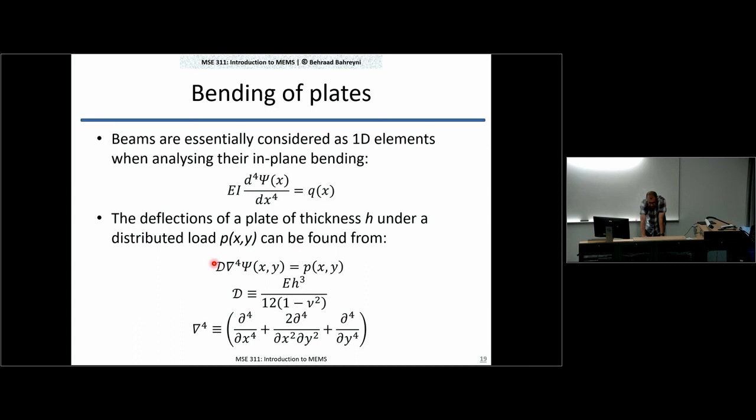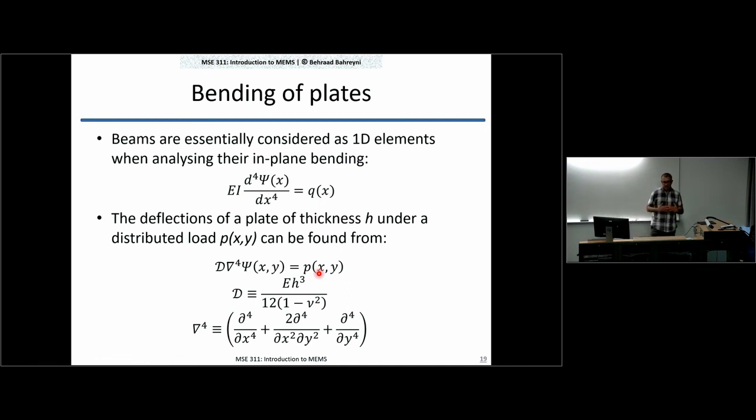So for a plate, the deflection equation, this is for a beam. For a plate, you get a similar behavior, but now the derivative is with respect to both x and y. And instead of using a simple Young's modulus and the moment of inertia here, we need to use this flexural rigidity, which is representing EI and is given by this value over here. And instead of a simple distributed load along the length of the beam, now you have a pressure applied at locations x and y.